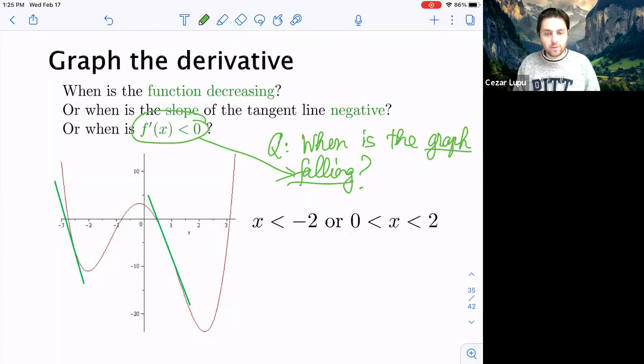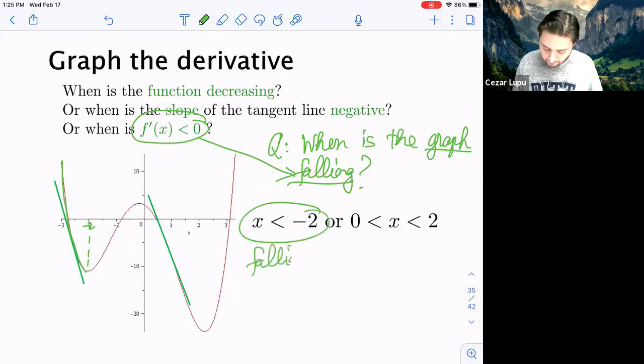Let's see, Jake says when x is less than -2 and x between 0 and 2. Yes, indeed. So the graph is falling on this portion here all the way to -2. So when x is less than -2, yes, indeed, it is falling. And when else is falling? Here it will rise. So it's falling from here also all the way to here at x equal 2. So between 0 and 2, right?